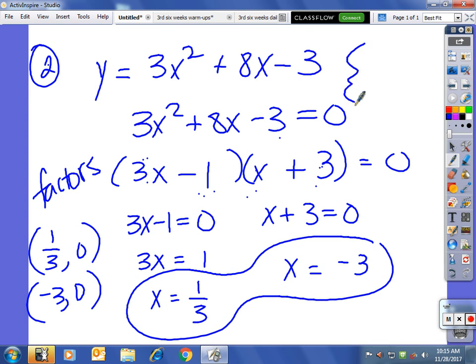Or in set notation, negative 3, comma, 1/3. You'll see them all different ways. Those are the two x-intercepts, the two roots, the two zeros of that particular function.